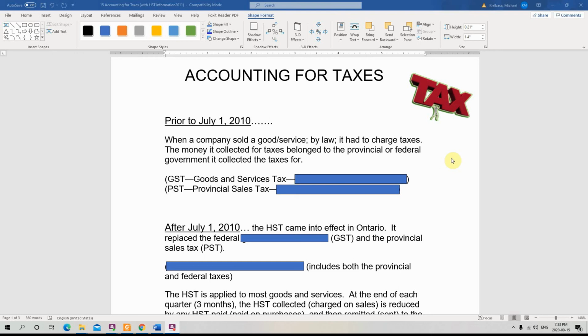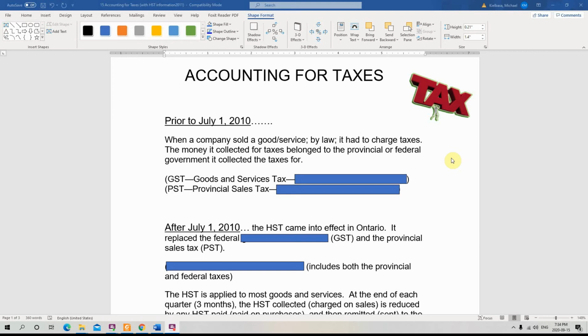All right, we're going to talk about taxes now and how to record them. Tax laws are always changing, so what you have to understand is the amount of tax has changed over the years as well, or what it's even called has changed, and we're talking about sales taxes. Prior to July 2010, when a company sold a good or service, it had to charge taxes. Now, it still has to charge taxes.